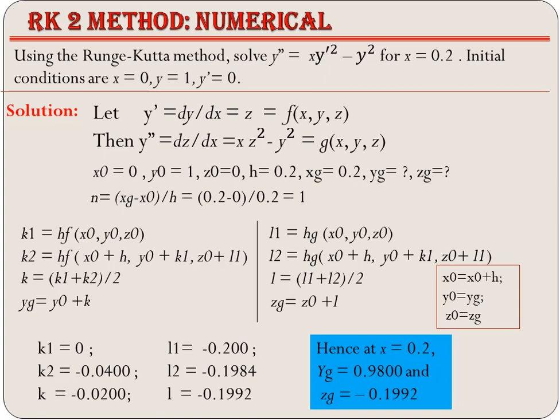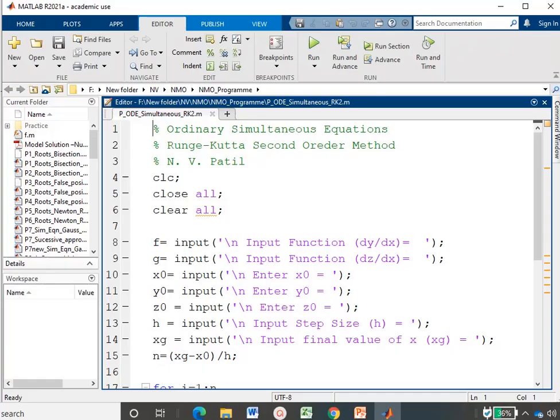So let's open the MATLAB. This is the MATLAB program written for the ordinary simultaneous equations using the Runge-Kutta second order method. Again we are using this comment symbol to give the comment: clc, clear all and close all. We are having two equations, so we are taking these two functions as an input from the user. The first equation is assigned to f and the second equation is assigned to variable g. Then all the initial conditions, that is x0, y0 and z0, are taken as an input.